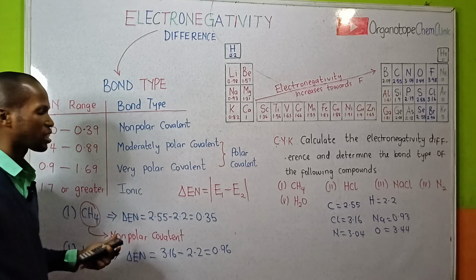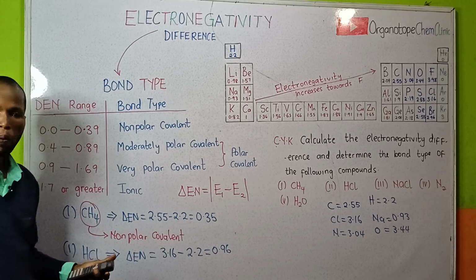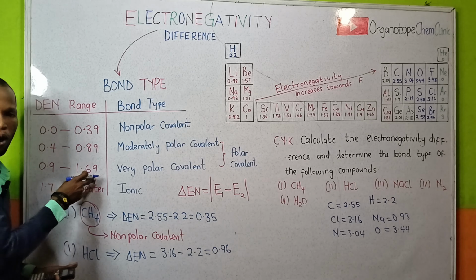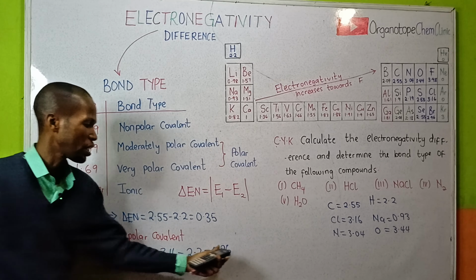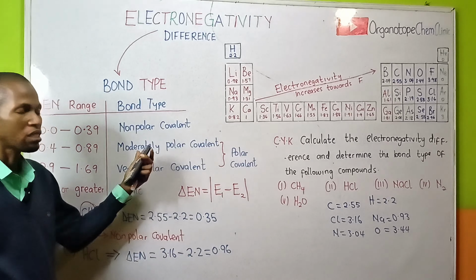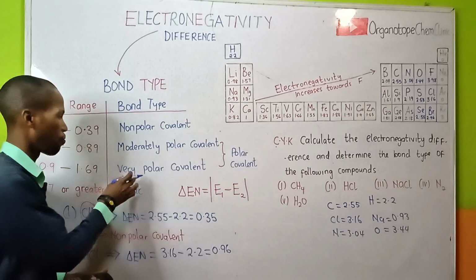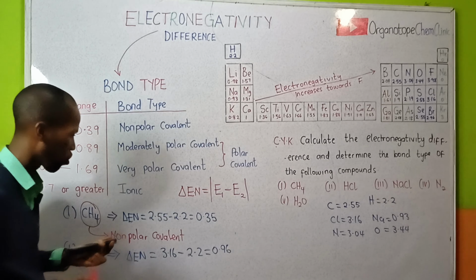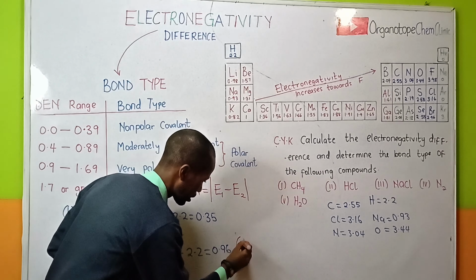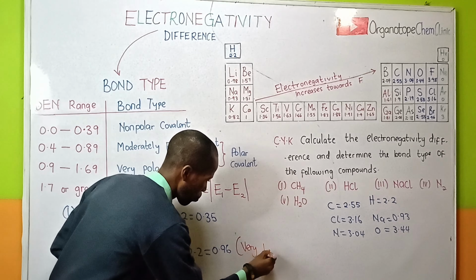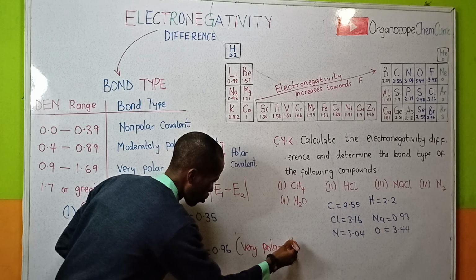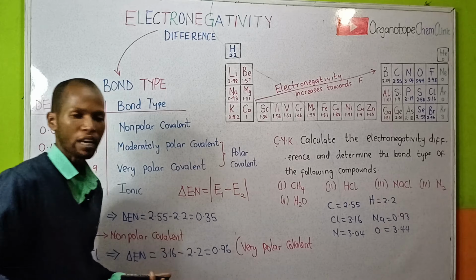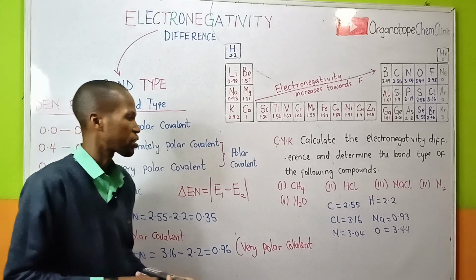Can we go and check our table for the range? 0.96 is between 0.9 and 1.69. Therefore, the hydrochloric acid exhibits what bond type? Very polar covalence. So we have very polar covalence. Okay, so can we attempt the next one?